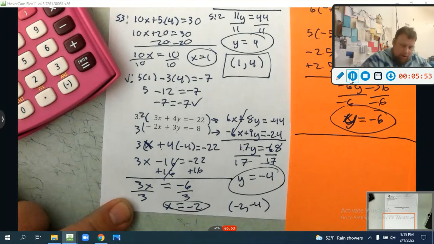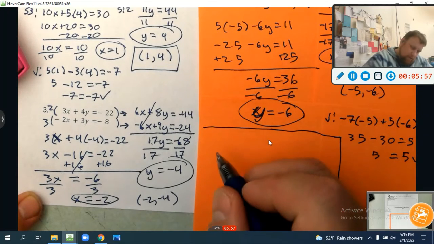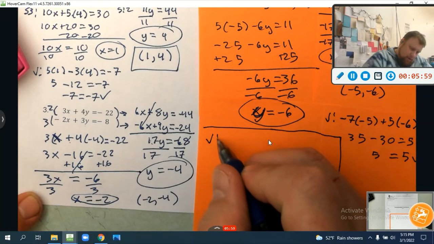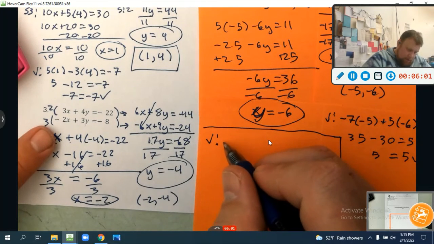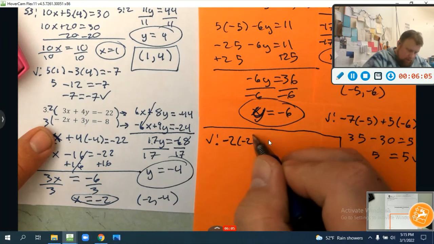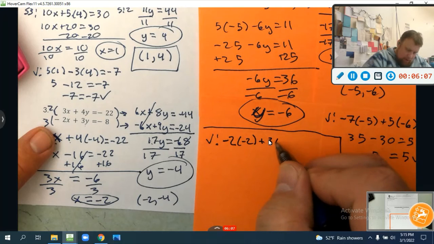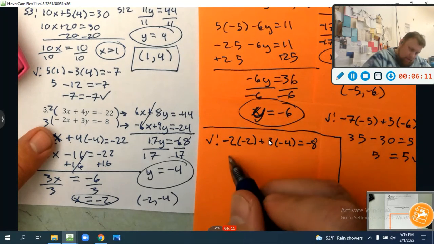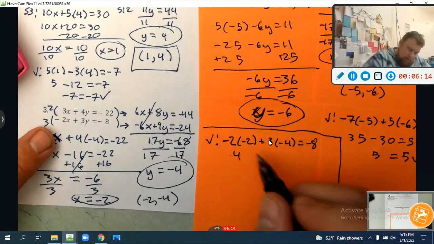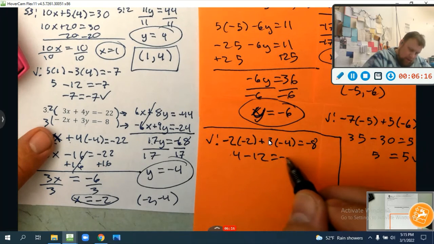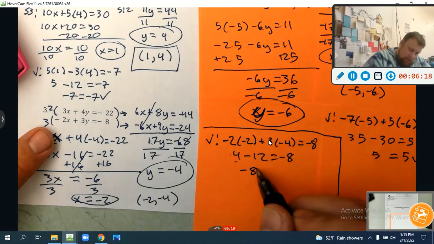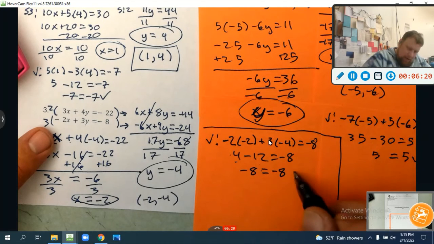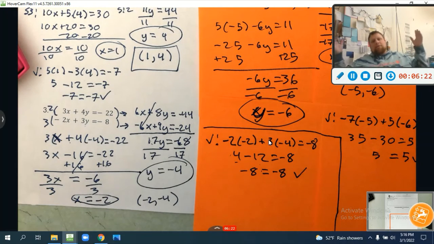But au contraire, yes we do. We have room right here. So for check our work in the bottom equation, we're going to have negative 2 times our x value of negative 2 plus 3 times our y value of negative 4, and that should equal negative 8. So that's positive 4, minus 12 equals negative 8. And 4 minus 12 is indeed negative 8, which equals negative 8. Check. Boom! Look at that.